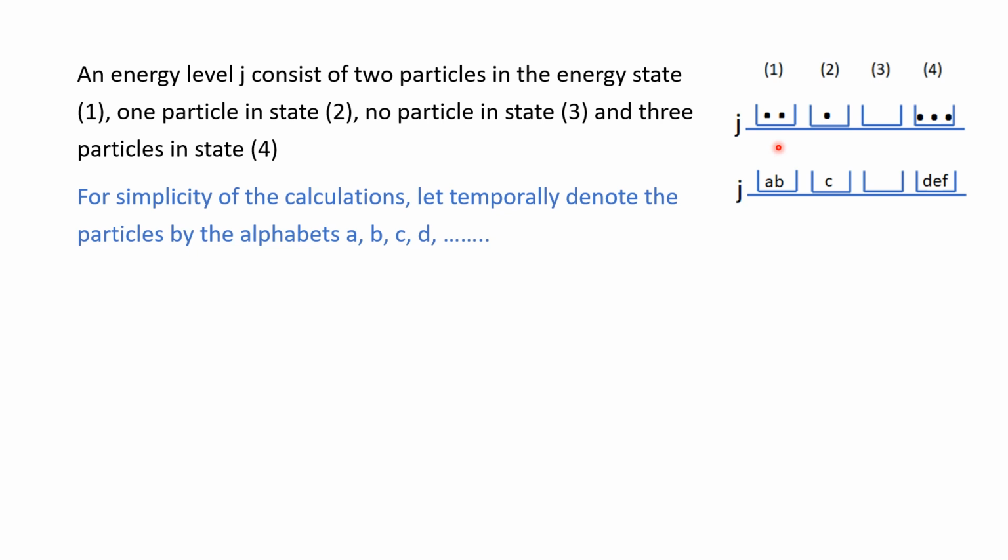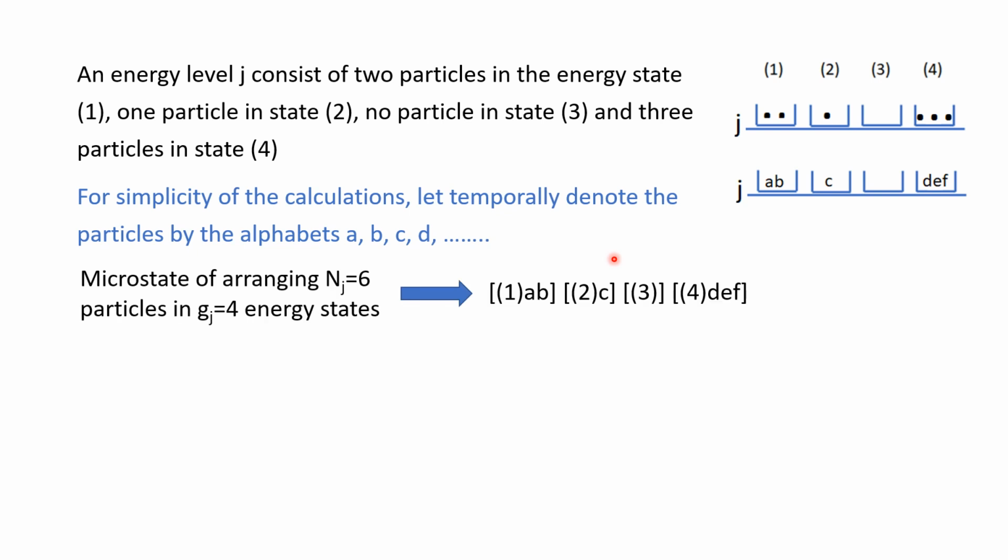These particles are actually indistinguishable, and we represent them by dots, but for the sake of simplicity of calculation, we temporarily assign them tags and represent them by A, B, C, D. So we have 6 particles and 4 energy states. This distribution is represented by this arrangement, and this arrangement we represent by this sequence.